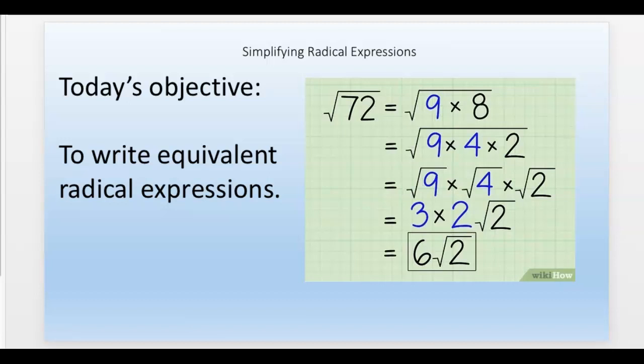All right, today's objective: to write equivalent radical expressions. And guys, a radical is the square root sign. That's what we're talking about. We're talking about square roots.